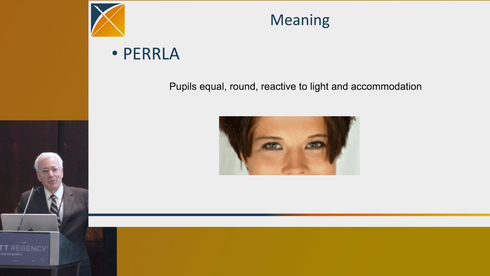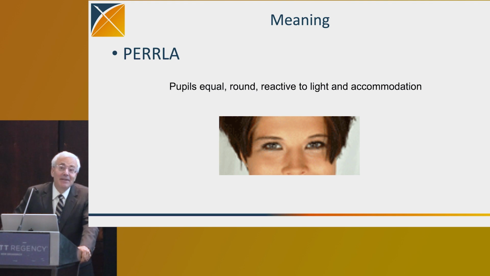So the picture is a woman with one eye, one prosthetic eye. So she can't be PERLA because she has only one pupil. It can't be equal. And yet 2% of people with one eye are PERLA in their exam. So it means they certainly didn't check. And then another 8% of people are PERLA on the left or PERLA on the right.